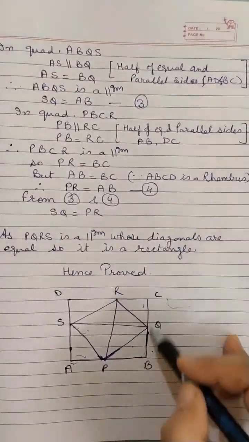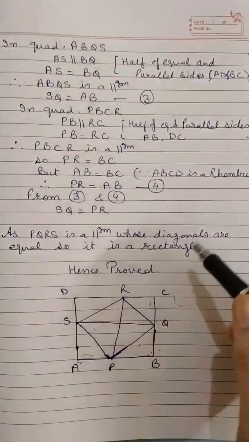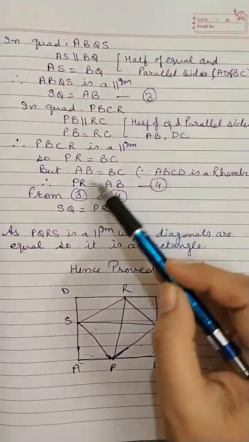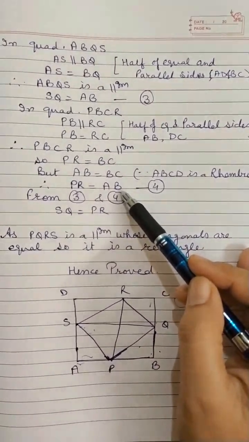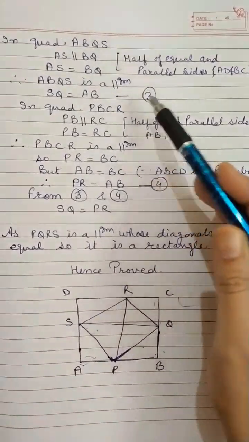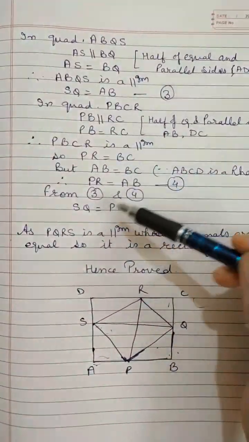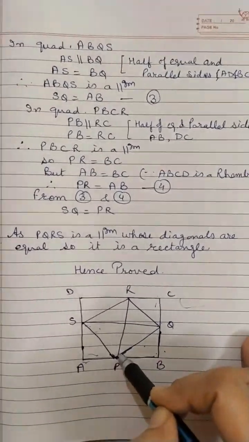PR is equal to BC, but BC is already equal to AB, right? So we can say that PR is equal to AB. We wrote AB in place of BC, and we give this number 4. So from 3 and 4 I can say that SQ is equal to PR. One diagonal is equal to the other diagonal.